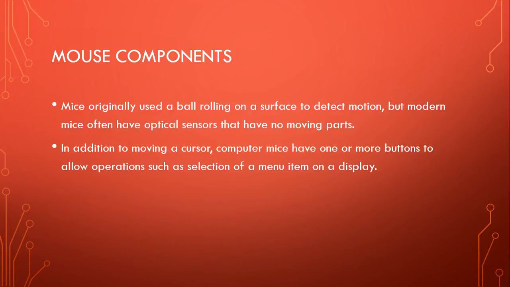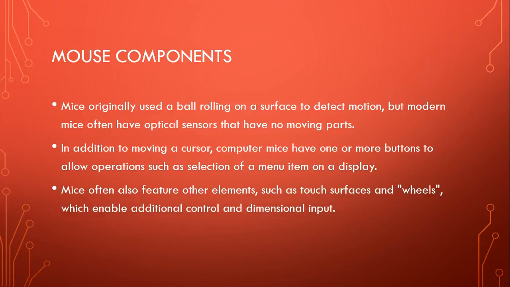So it's pretty nice. In addition to moving a cursor, computer mice have one or more buttons to allow operations such as the selection of a menu item on display. Pretty standard fare is for mice to have 3 buttons, which we'll talk about here in a couple minutes. It used to be, with the very first computer mice, that it had 1 button because it only needed to do a click operation. Time went on, then we went to 2 buttons because we wanted to be able to do a selection, and we also wanted to be opening up this contextual menu. Now, mice often feature other elements such as touch surfaces and wheels, which enable additional control or dimensional input.